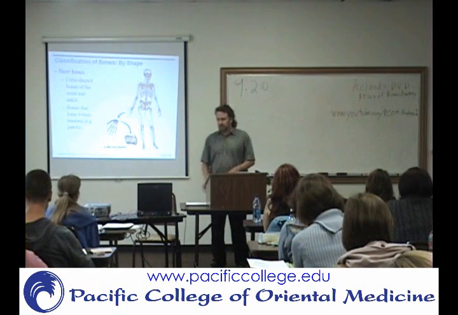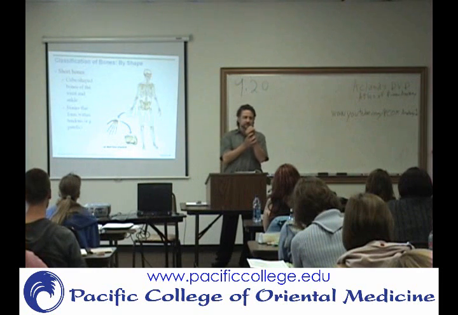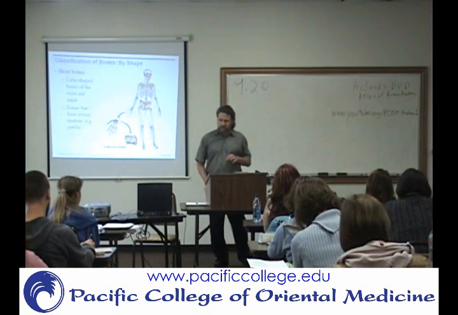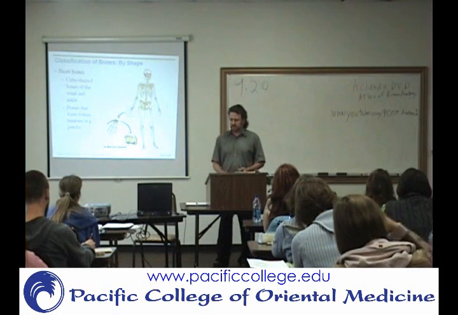And then you can have short bones, like a lot of the bones in the carpals and the wrists and the tarsals. Little cube-shaped bones, triangular-shaped bones, things like that.